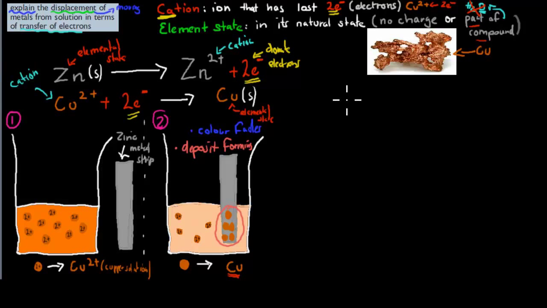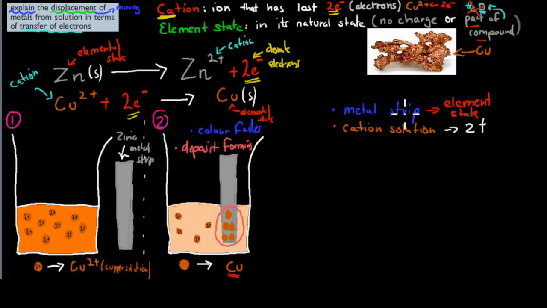So if displacement were to occur, what we need to have is a metal present, so a metal strip. It doesn't have to be a metal strip, but in this case, because when it comes to electrochemistry we often deal with these kinds of examples, I'm just going to go through what most of the examples in your course will be like. We have a cation solution. So cation solutions, these were the ones with a 2+ on them, which means they have lost two electrons. They're looking for electrons. You have a metal strip, which is in its elemental state. That means it has not lost or gained anything yet.